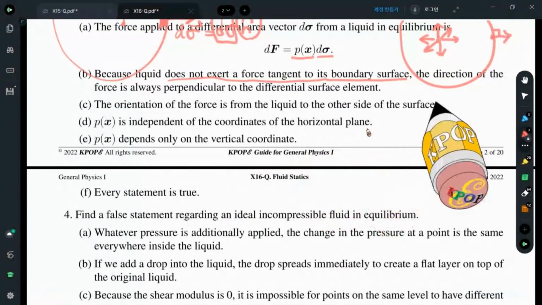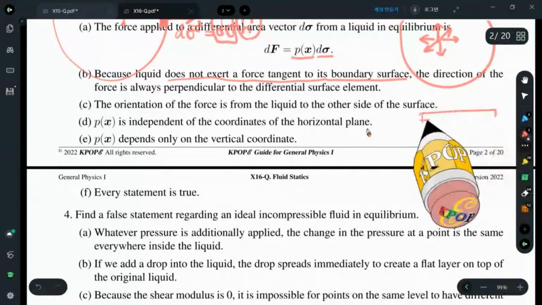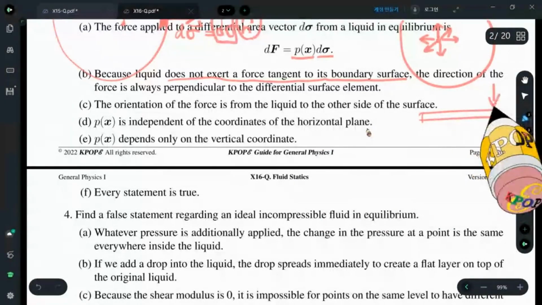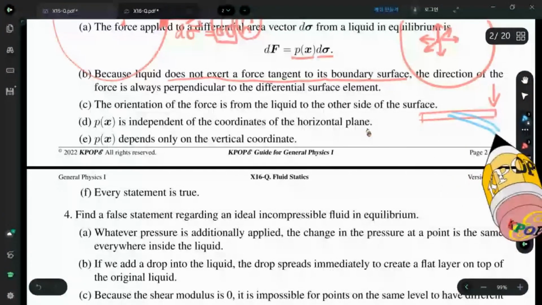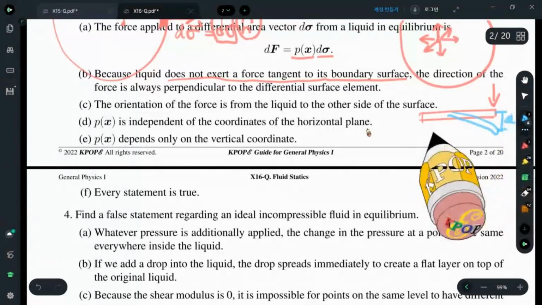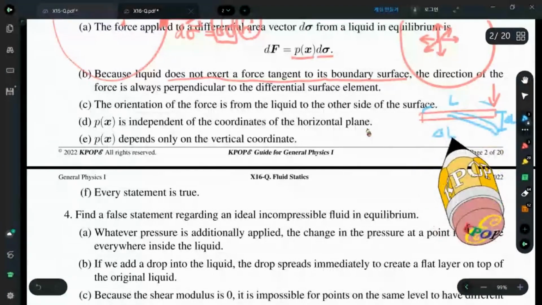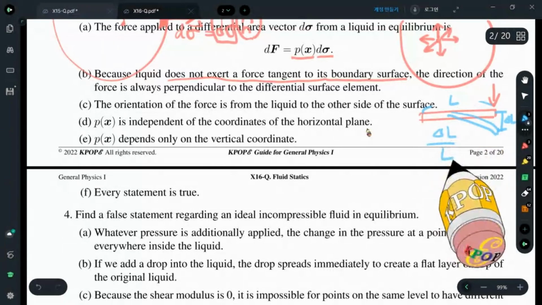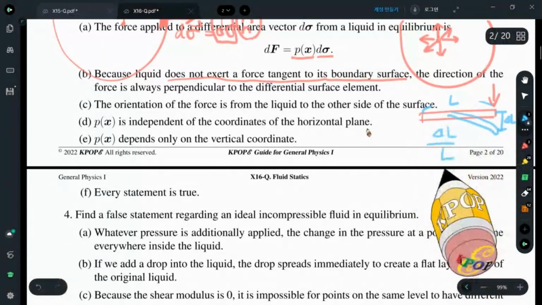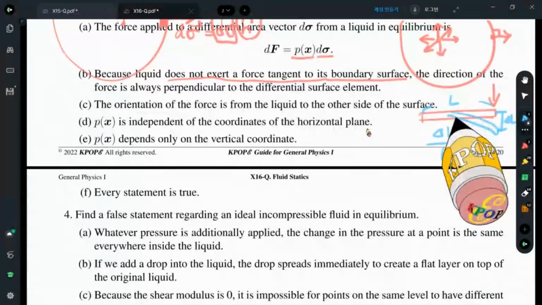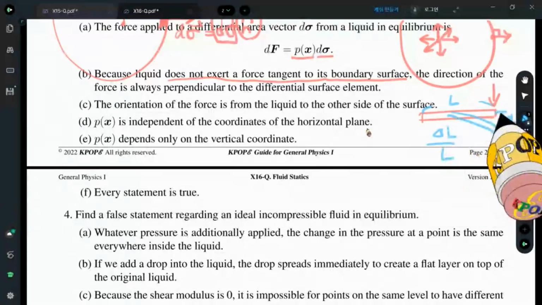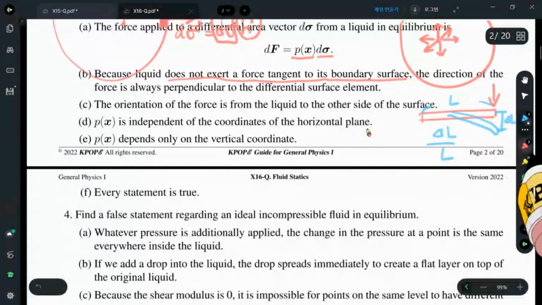It is because, just like a springboard, if there is a shear stress, then there is a finite strain, delta L, and this is L. Strain is a deformation divided by the whole length. And this strain is finite for a springboard or any solid object. However, in liquid, it cannot sustain any force that is tangent to the surface.